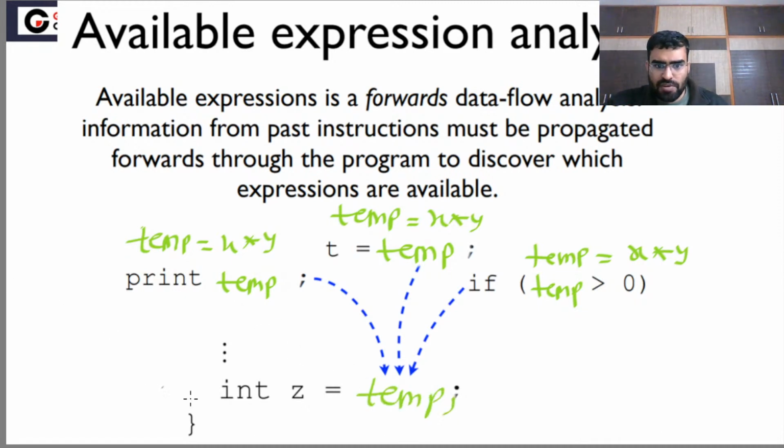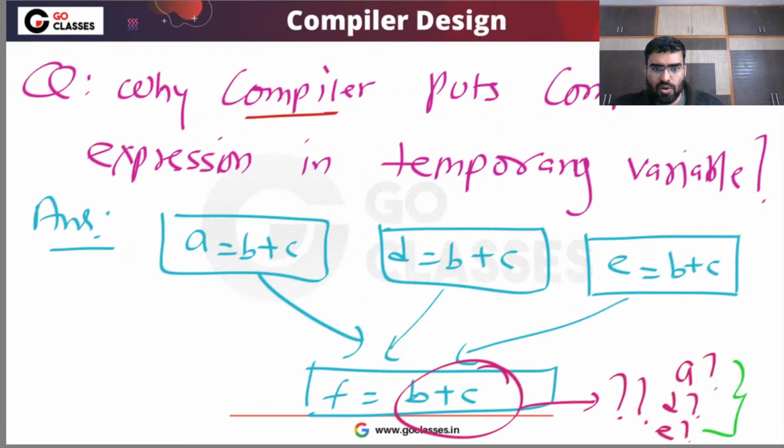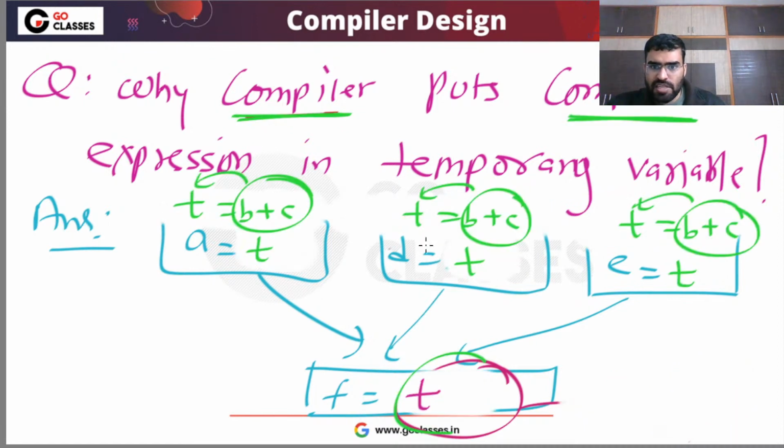Is this clear to everyone? Does anyone have any doubt in this? This is a very simple point. So my question was, why does the compiler put a computed expression in a temporary variable? This is the very simple reason: whatever expression you compute will be put in a temporary variable.